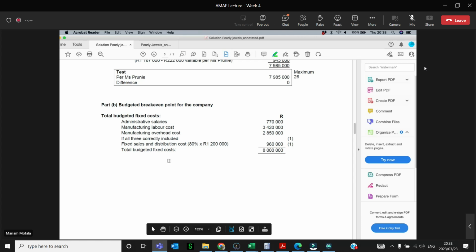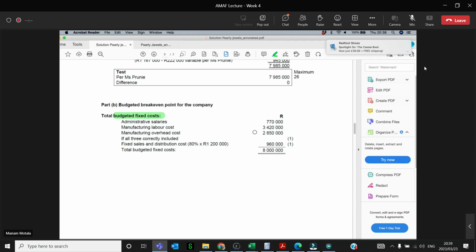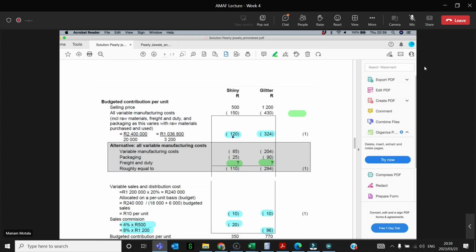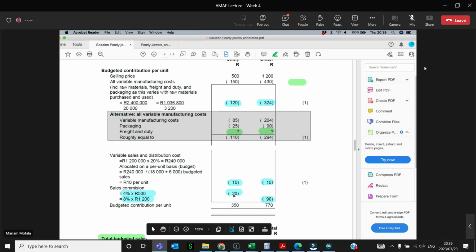We looked at the selling price, no less our variable costs, and we have our budgeted fixed cost, which is admin salaries. Remember, only 80% for sales and distribution. And once you've got your total fixed cost, you needed your contribution. We got the 120 and the 324 from our production. We didn't need to split it. It was this in gray is not required. Our division was straightforward, but our selling price, we know our sales commission, and we know our variable, the 20% of our variable costs, we needed to allocate it to the budgeted number of units.